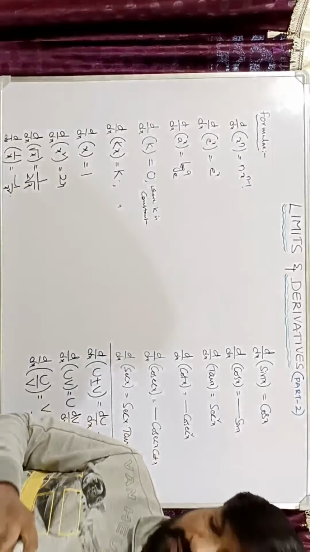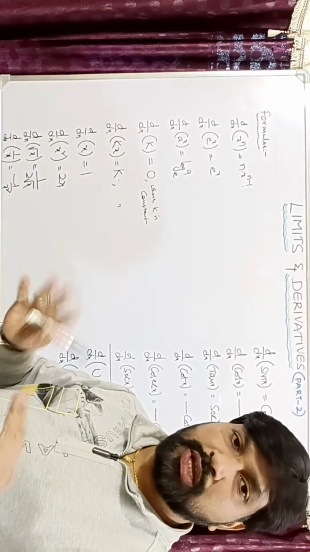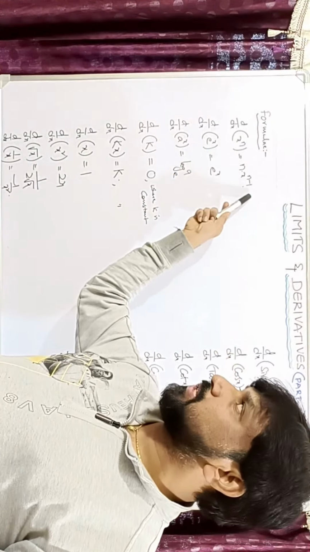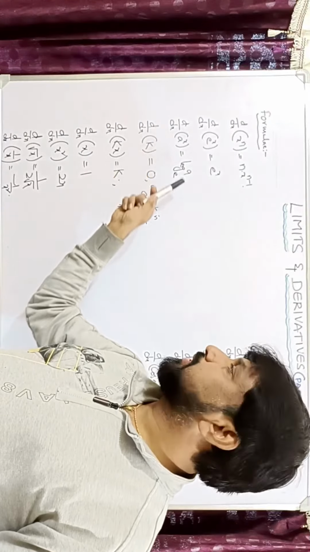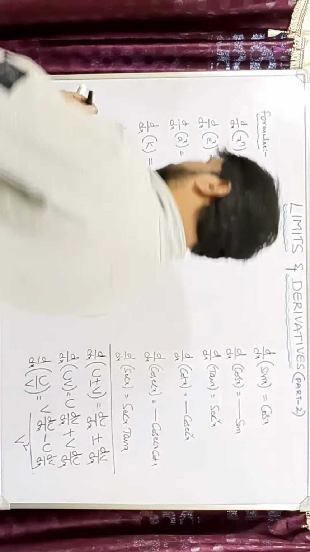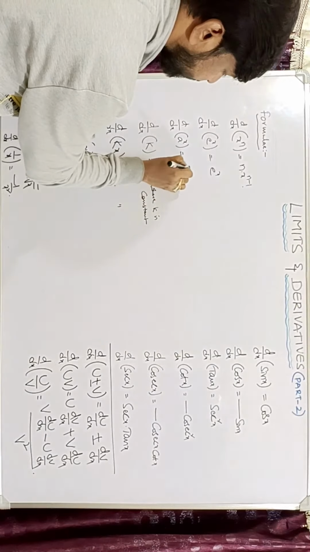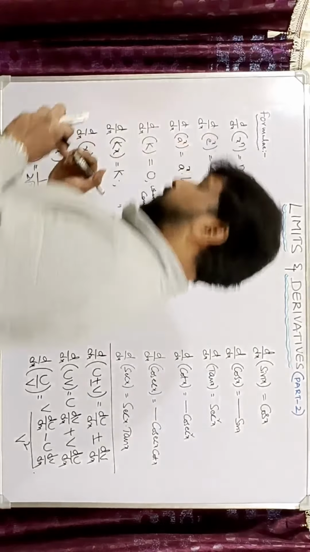You have to know these formulas. You can call this d by dx or derivative; both are the same. Derivative of x power n is n into x power n minus 1. Derivative of e power x is e power x. Derivative of a power x is a power x into log a base e. Before that, a power x is there.